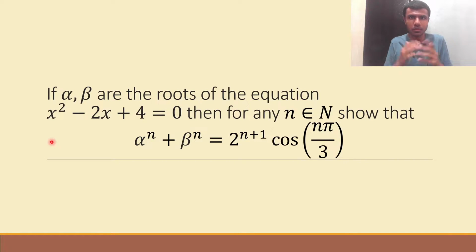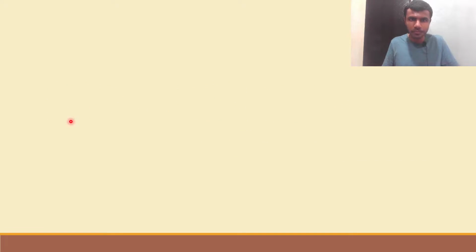Now let us see how to solve this given question. Here we are given that alpha and beta are the roots of this quadratic equation, and we have to show that alpha power n plus beta power n is equal to this. Pretty simple, straightforward question but has some decent calculations. So let's get down to it.